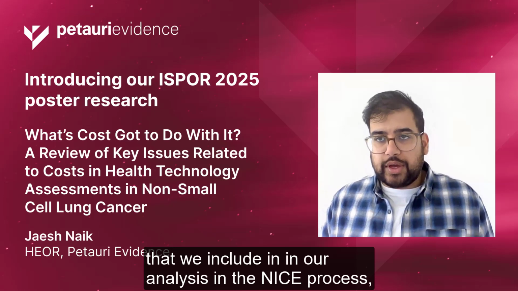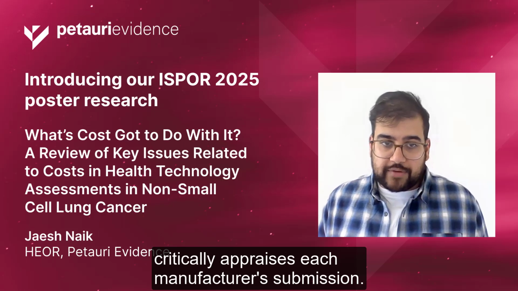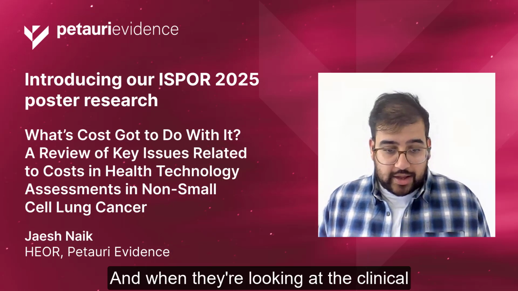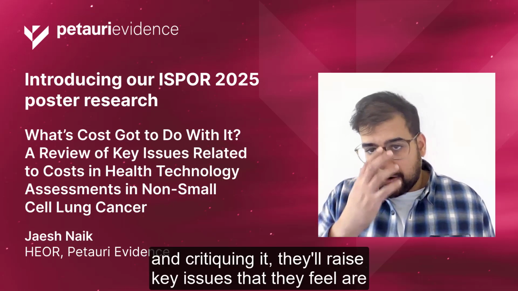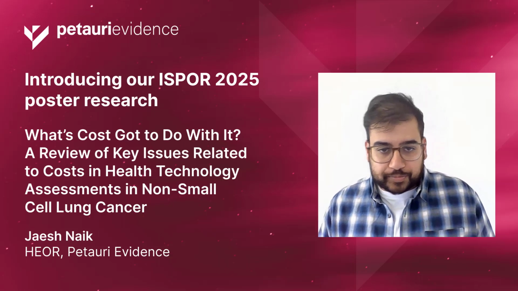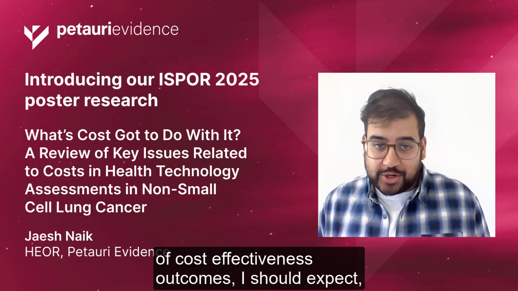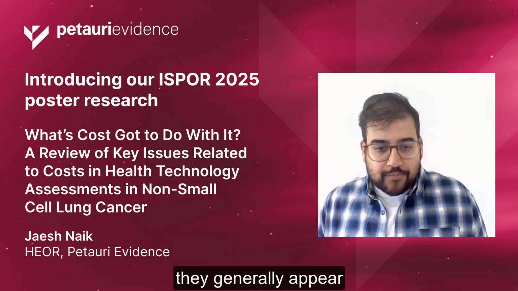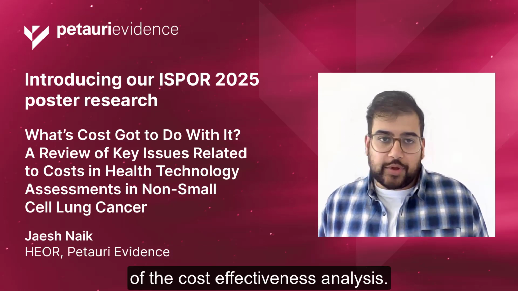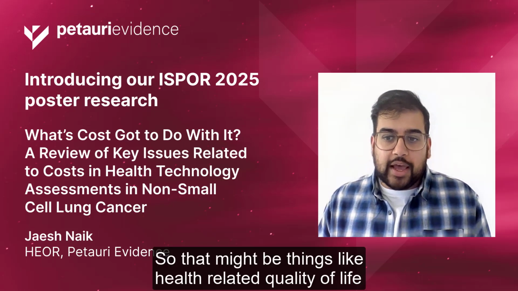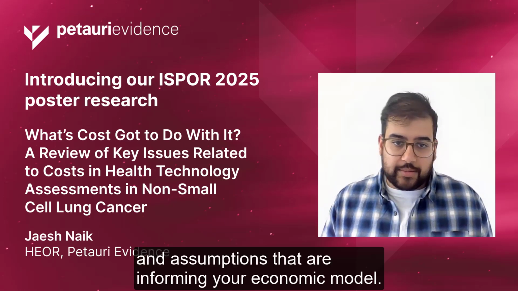In the NICE process, an EAG, which is an external assessment group, critically appraises each manufacturer's submission. And when they're looking at the clinical and the cost effectiveness evidence and critiquing it, they'll raise key issues that they feel are of potential importance to decision making. Although costs are a key driver of cost effectiveness outcomes, they generally appear to receive a bit less scrutiny than other aspects of the cost effectiveness analysis. That might be things like health related quality of life or the clinical effectiveness inputs and assumptions.